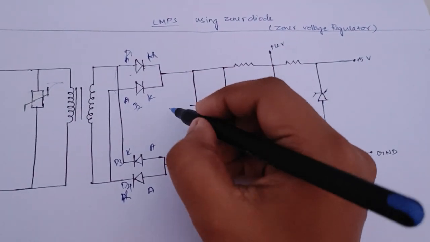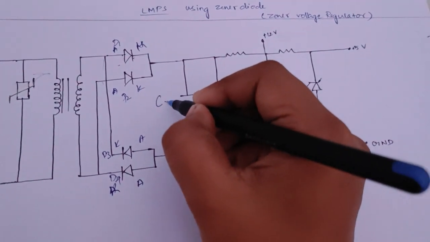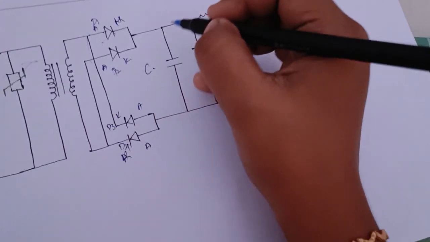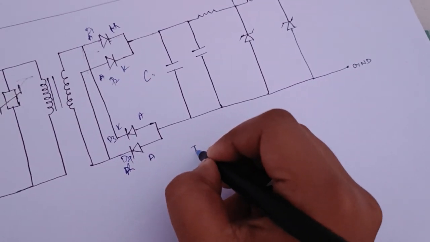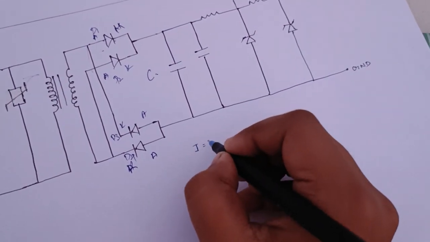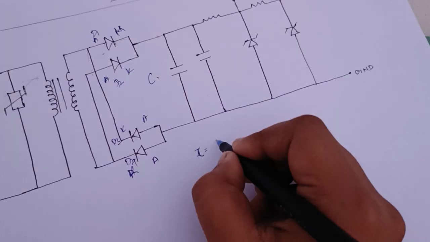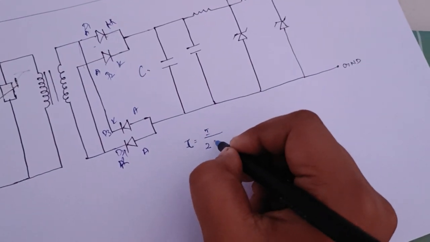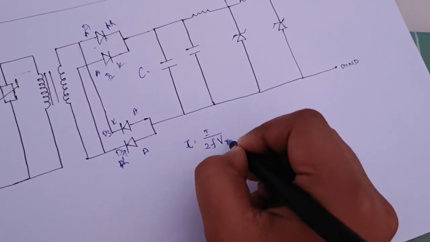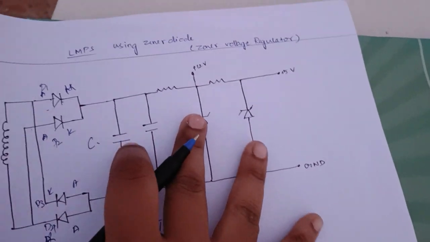And next here we have one capacitor, and to find the value of this capacitor we are having one formula. Okay, C is equal to I by 2 into frequency into the V ripple. Okay, so this is the circuit.